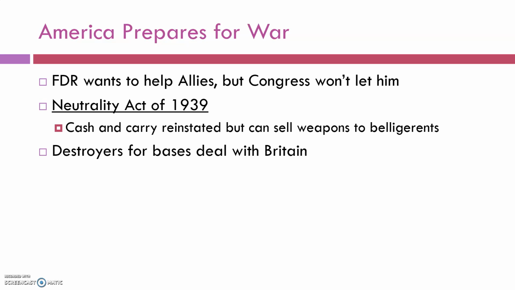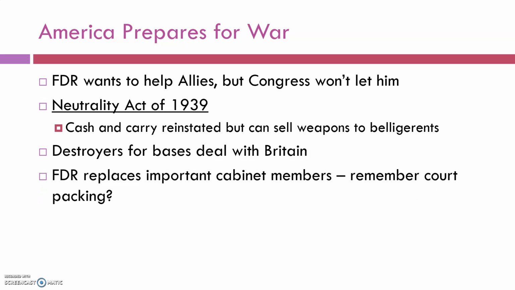And so then Roosevelt pushes for the destroyers for bases deal, in which Britain would get destroyers, warships from the US, in exchange for America being able to use British bases in the various oceans. Again, we didn't need those bases, but it was a way to give these destroyers, these ships, to Britain in order to keep them afloat before the US joined the war.